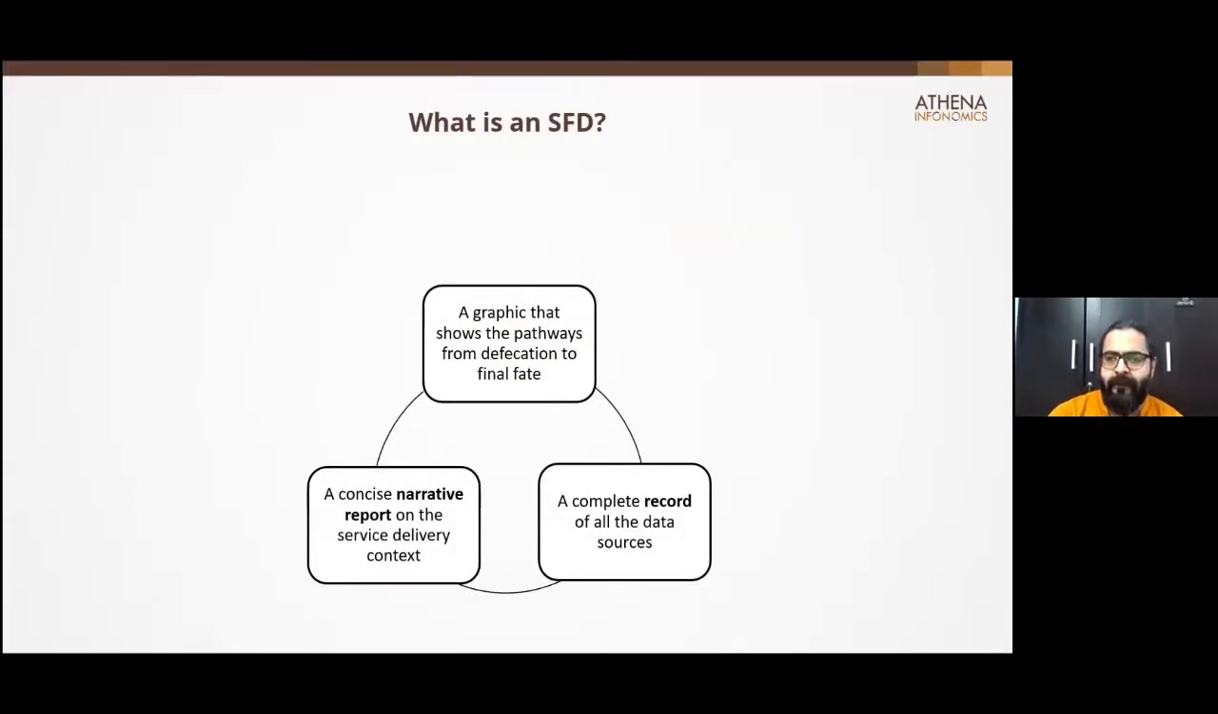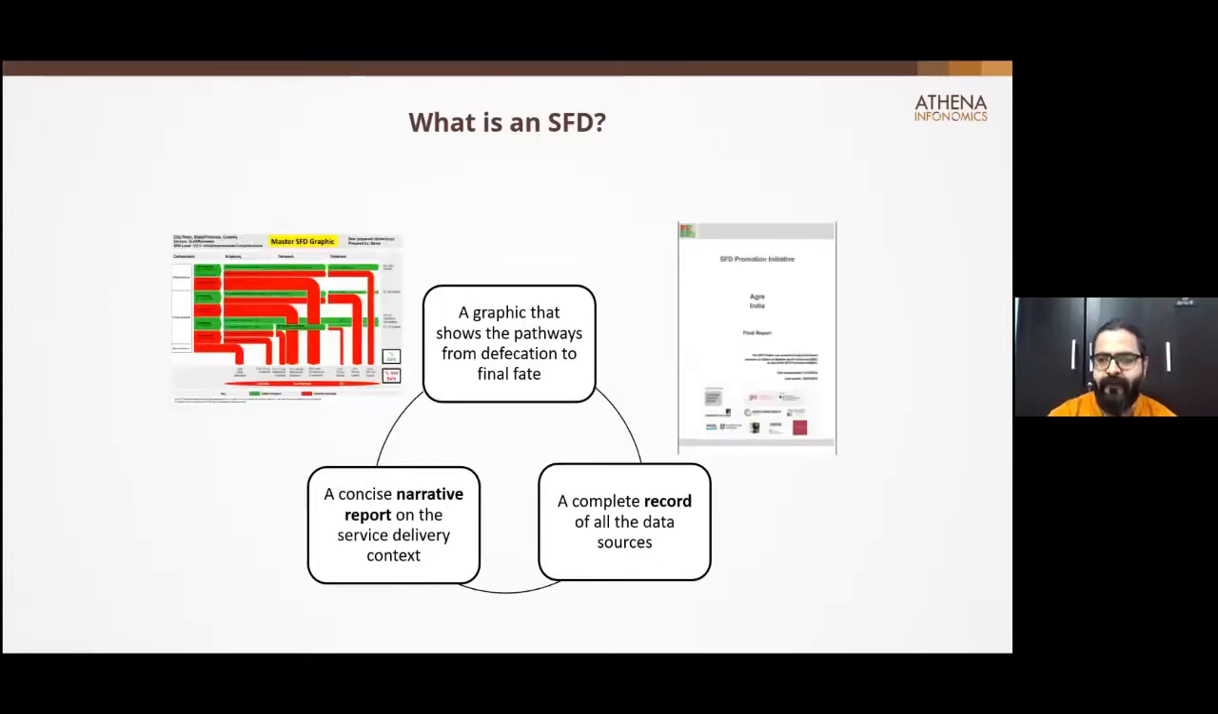As I've said in the beginning as well, SFD is not just the graphic. There is a report to it, and there is a record of data that you have collected or used to develop that SFD. All of this, when it comes together, is the whole complete package, the SFD, which you can do for a town. So the graphic is there, the report is there, and in the report, you also cover what exactly is the data source that you've used to develop the SFD.